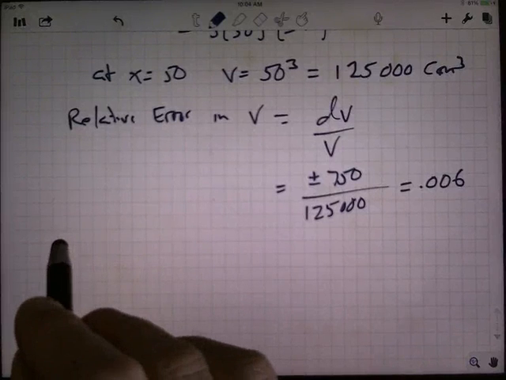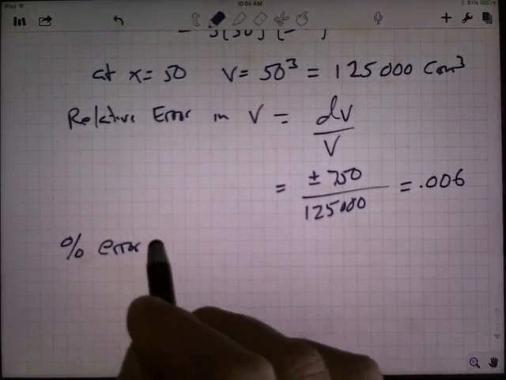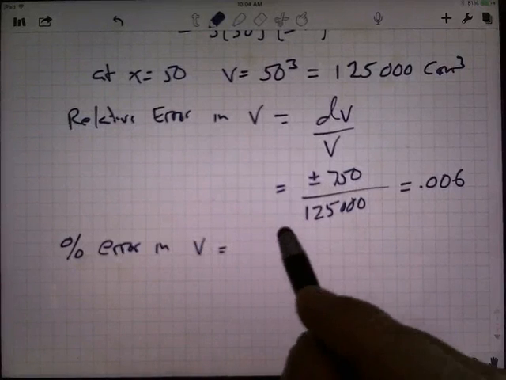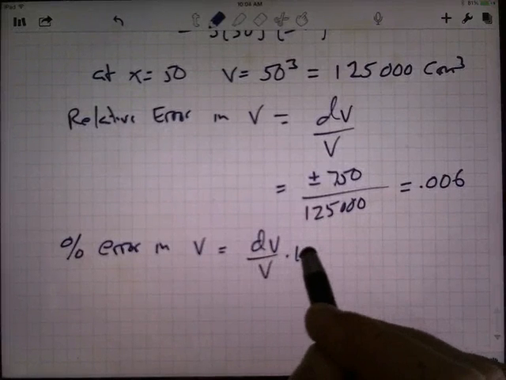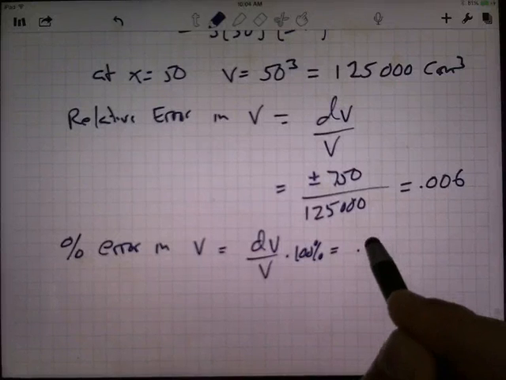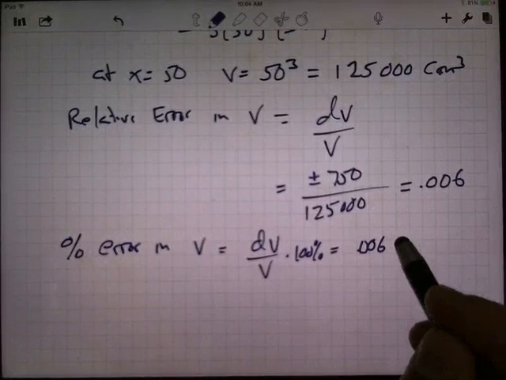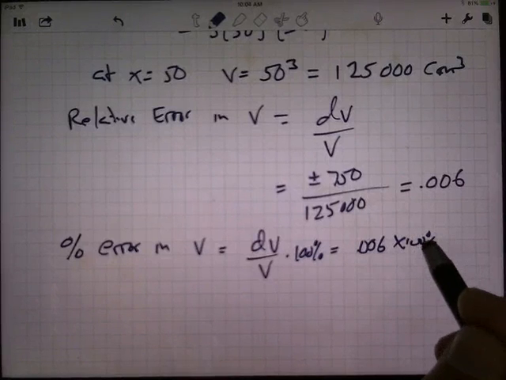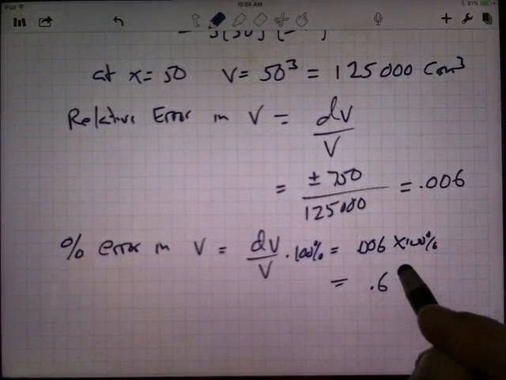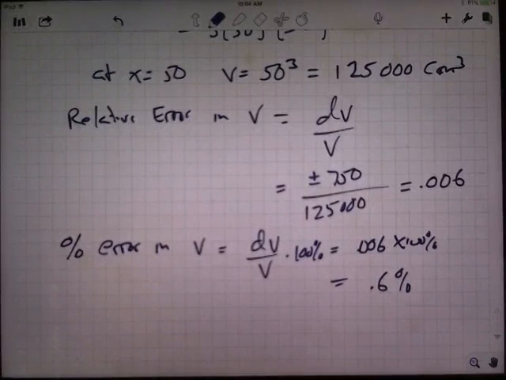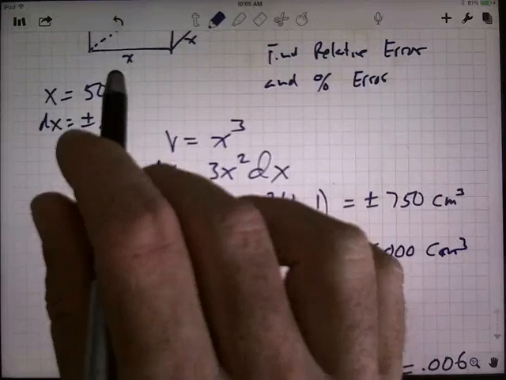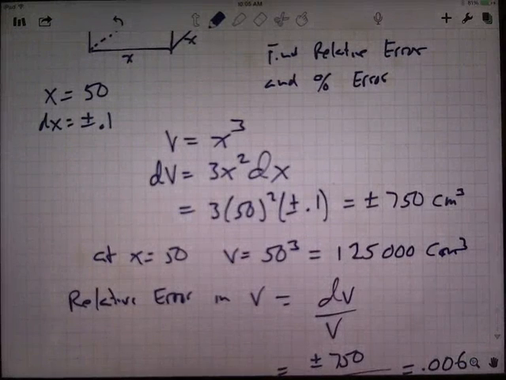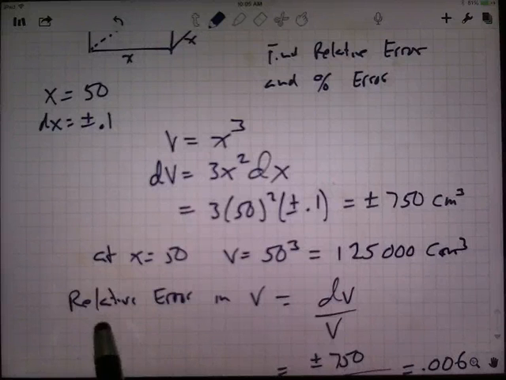We then have the notion of a percent error. The percent error is the relative error times 100%. So it's dV over V times 100%. In this case, 0.006 times 100% is 0.6%. So you have a 0.6% error potentially in your calculated volume because you had this 0.1 centimeter potential error in the measurement.